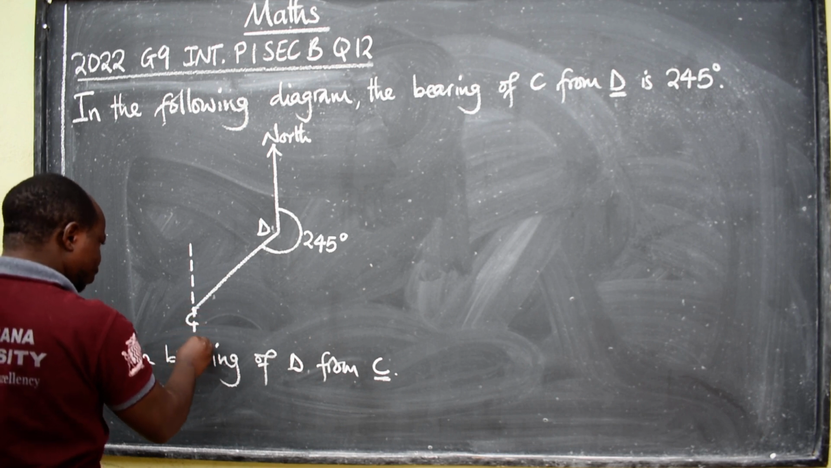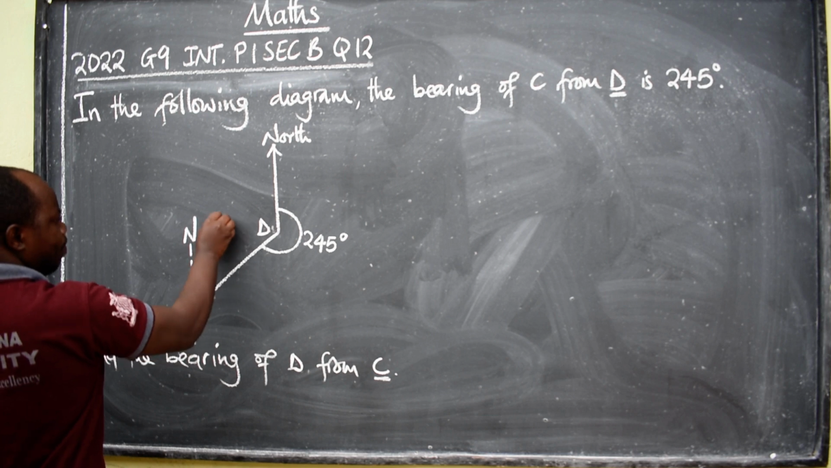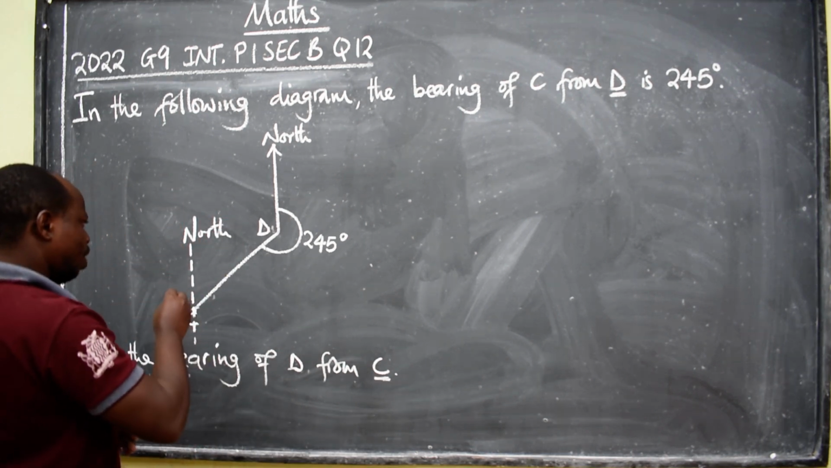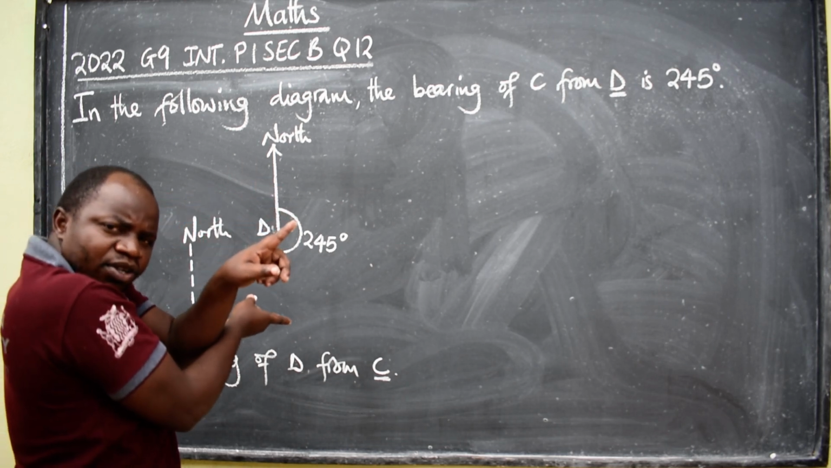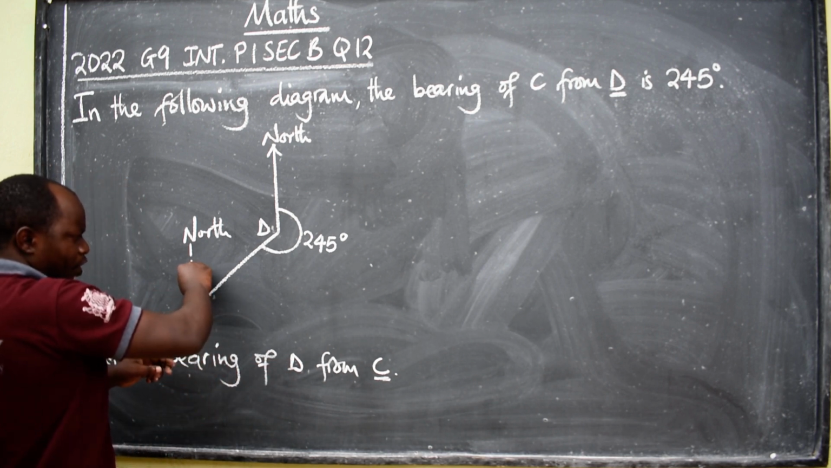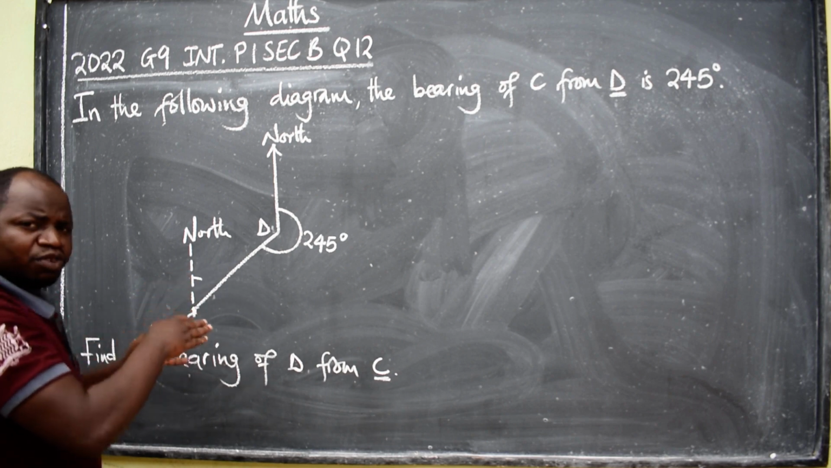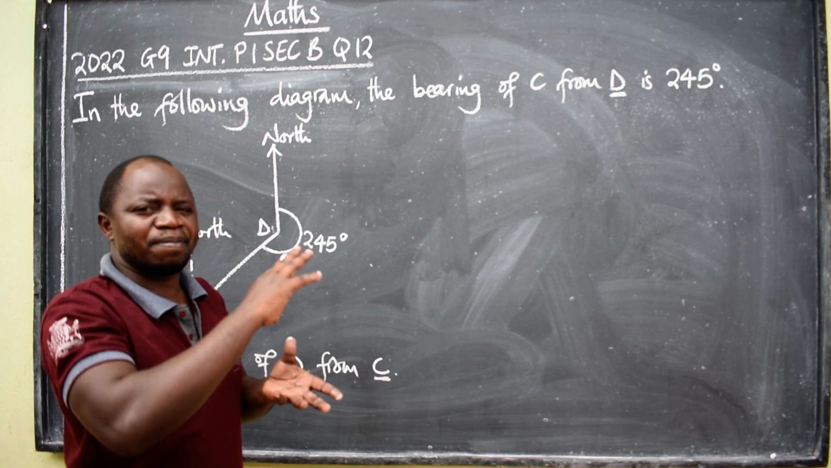You draw your north, label that as N, or you complete it, north. Immediately you draw your north, you are going to stand in that north. You measure clockwise, always, not the other way around. So you stand here, you keep moving. The essence of doing this is we want to know the angle, then we calculate. That will be the bearing.